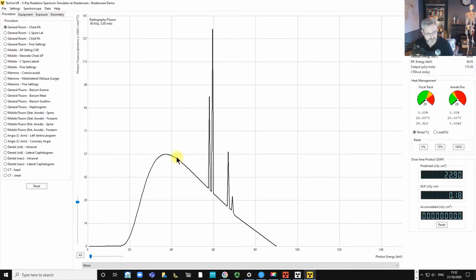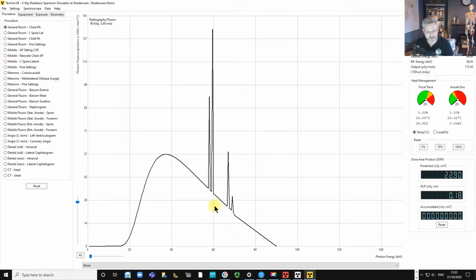The theoretical distribution of this is going to be a straight line coming down like so, but these low energy photons that are being produced never make it out of the X-ray tube because they get absorbed by the time we get to the X-ray port and the light beam diaphragm. So these are being absorbed by the inherent filtration in the tube and the aluminium filter. So this is the spectrum that we actually see.